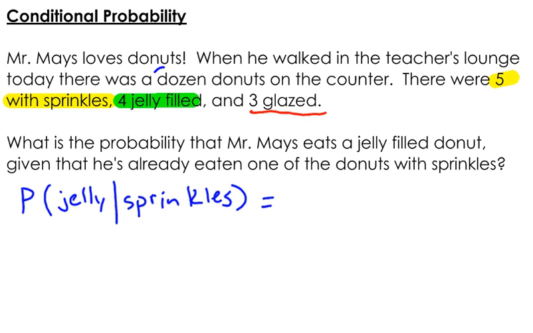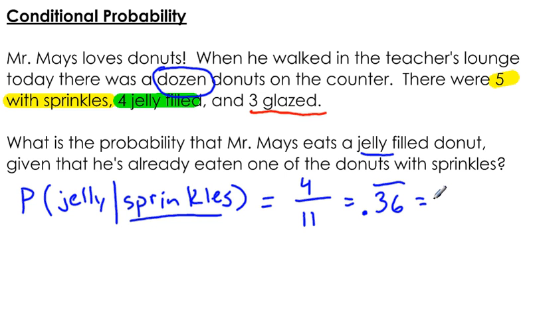There were 12 donuts at the beginning, and I've already eaten one of them with sprinkles, so now there are 11 donuts. And how many of these 11 donuts are jelly-filled donuts? 4 of them are. So the probability that Mr. Mays eats a jelly donut, given that he's already eaten one with sprinkles, is 4 out of 11. Now that doesn't reduce, but it does give us as a decimal 0.36 repeating.